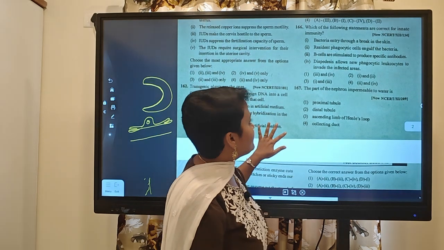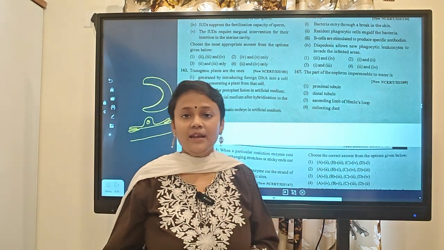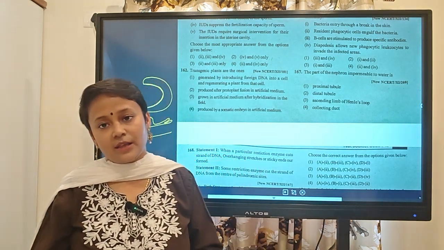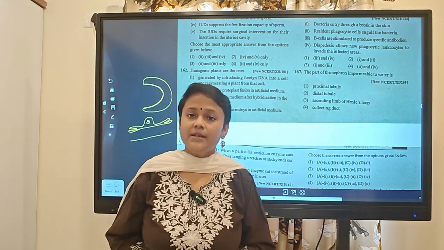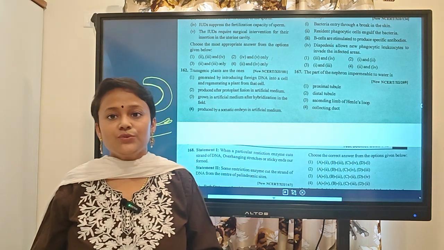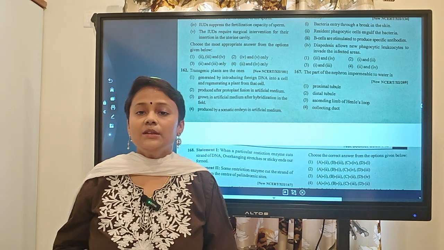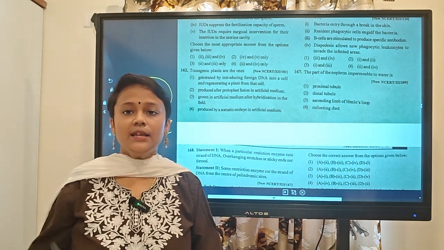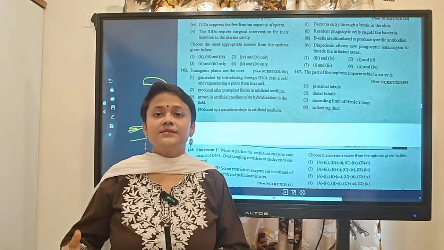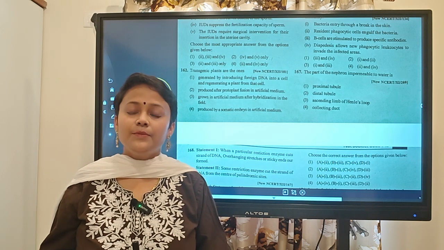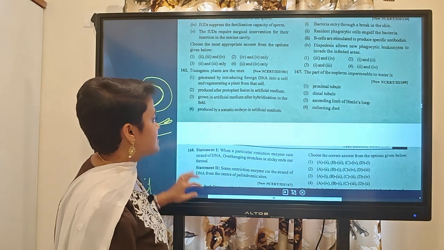167, the part of the nephron impermeable to water. Now, they are talking about the ascending and descending limb of Henle. The descending limb of Henle is permeable to water but impermeable to electrolytes. So that water will come out and the filtrate will become concentrated. But when the filtrate goes to the ascending limb of Henle, the filtrate will become diluted. Why? Because that part is impermeable to water and permeable to electrolytes. So the answer will be ascending limb of Henle. The answer will be the third option.